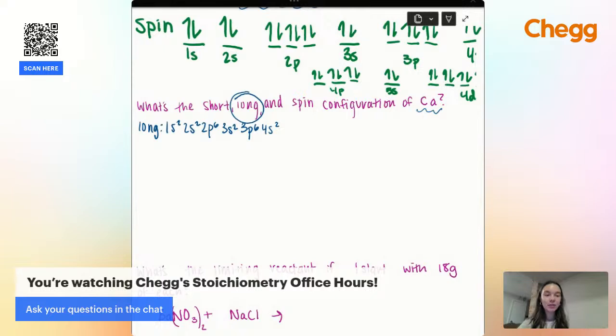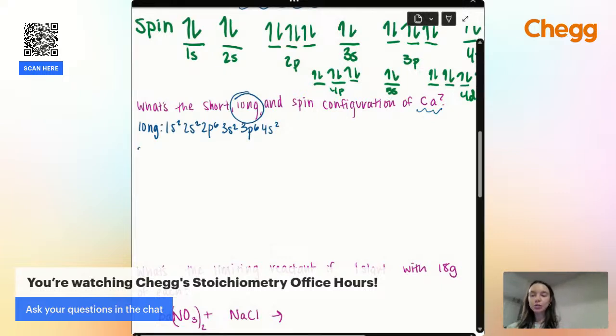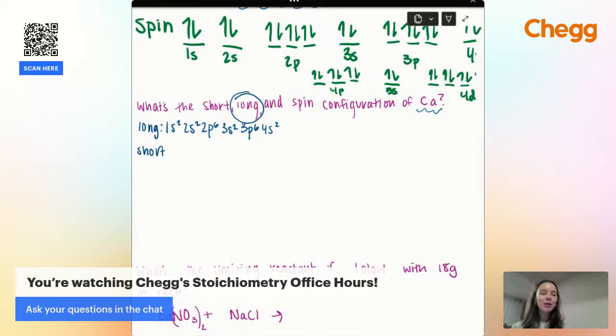Okay. If we have our periodic tables up, we will see that the noble gas before is Ar, which is argon. So for our short configuration, we are going to put Ar in brackets and then everything after the Ar, which is just 4s2. The only orbitals between argon and calcium is that 4s orbital that has 2 electrons. It is 4s2. Now I'm going to give y'all 30 seconds for the spin configuration.